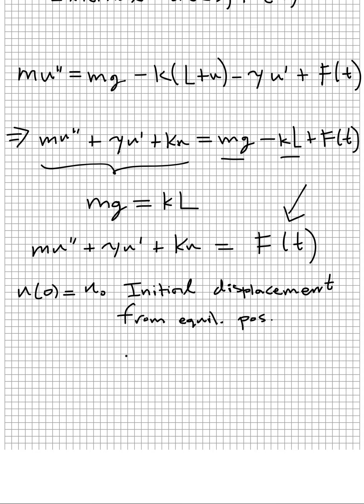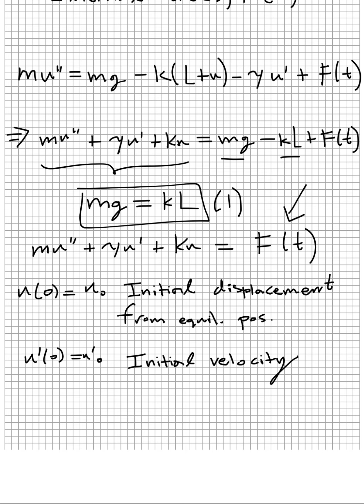Okay. And then of course we have u prime of 0 equal to u prime not. And the reason why is because we have a second order diff eq, so we need two initial conditions. And this is going to represent the initial velocity. Okay. And note that we'll also be using this expression back up here, which I'll call equation 1, to determine the spring constant, or k.